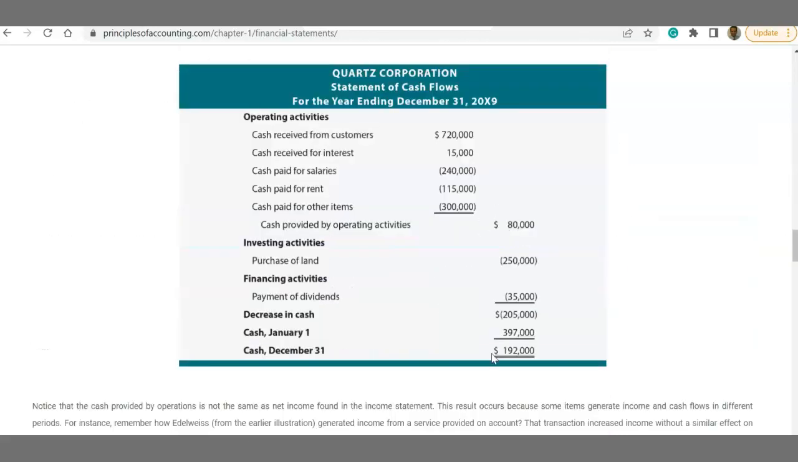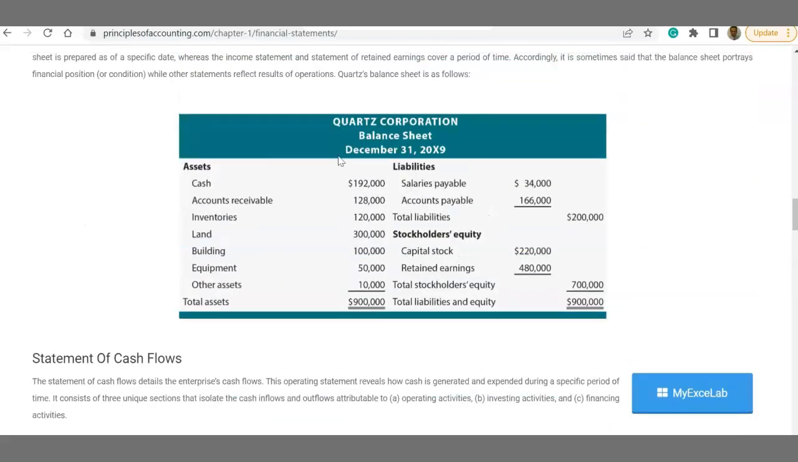So did I do a good job in here? Perfect. Why? Because this number, $192,000 cash at the end of December 31st, is exactly matching what I did in my balance sheet, what I have in my balance sheet.